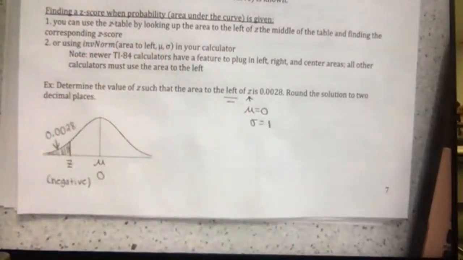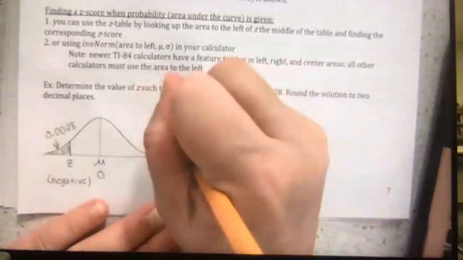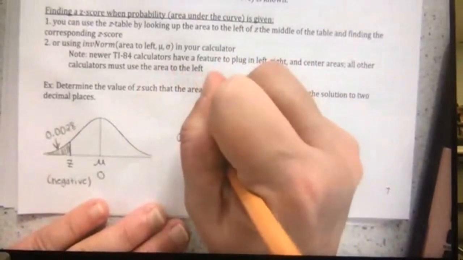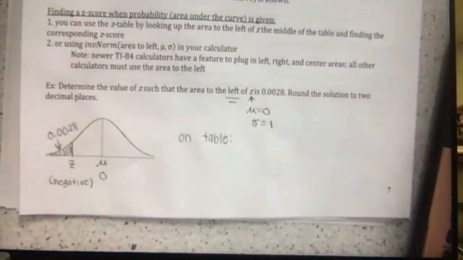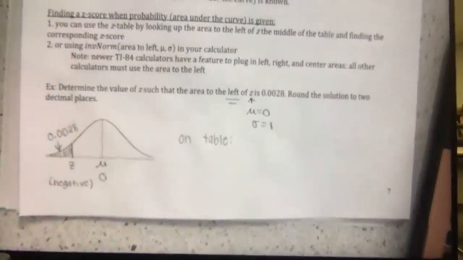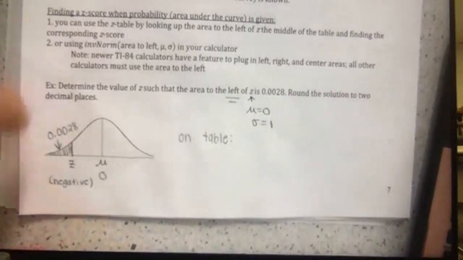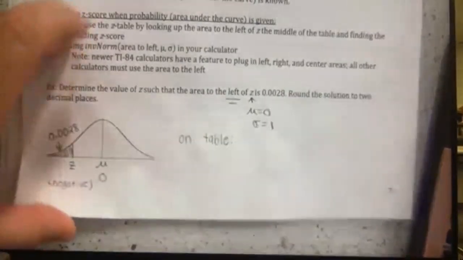So I'm going to show you on the table, one of each. Yeah, I really want to, but I just didn't know how to use it. Yeah, I'll show you one time, just one time on the table, but normally we're just going to use a calculator. But I'll show you on the calculator also.